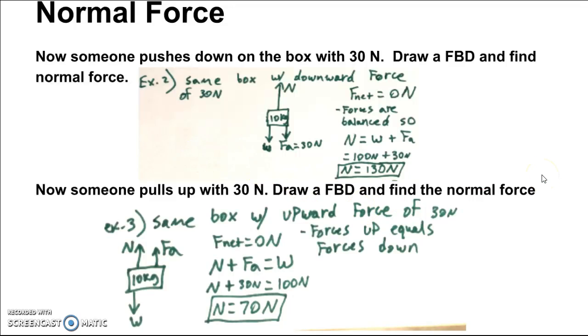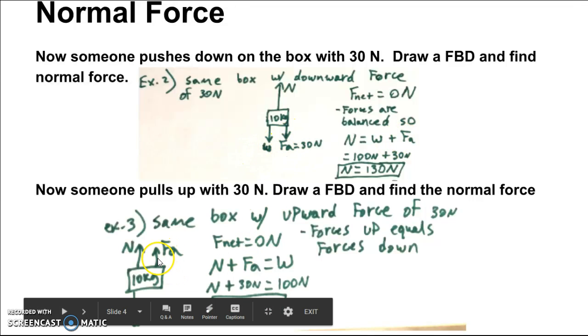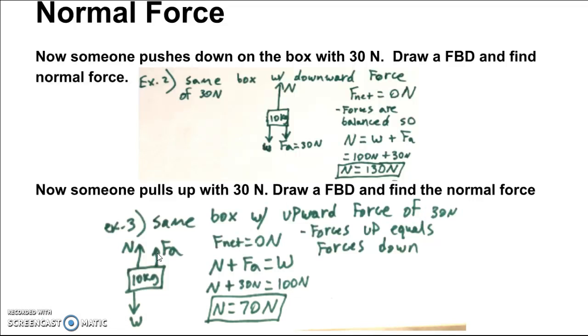Alright, but now if you pull up with 30 newtons, instead of pushing down like we did here, the applied force just goes up here. The applied force goes on the top of the diagram now. You still have weight at the bottom. And so the normal force is, the forces up equal the forces down because all the forces are balanced. So the normal force plus the applied force equals the weight. So the normal force is the weight minus the applied force, and it's 70 newtons. Basically, since you're already pulling up on it, the normal force will be lower than the weight. Alright.